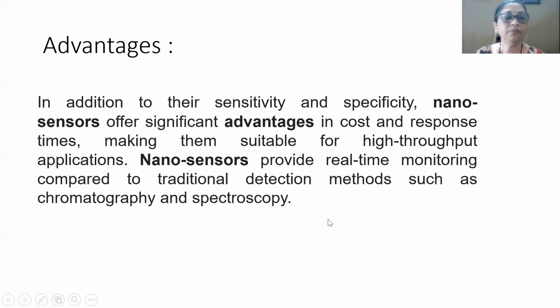Now, what are the advantages of these types of sensors? That is very important as far as your examination is concerned. They provide greater sensitivity and specificity. This is one of the very important advantages of nanosensors, and they provide better real-time monitoring as compared to traditional detection methods. So they are becoming popular nowadays.